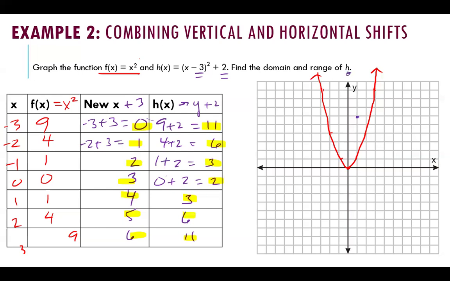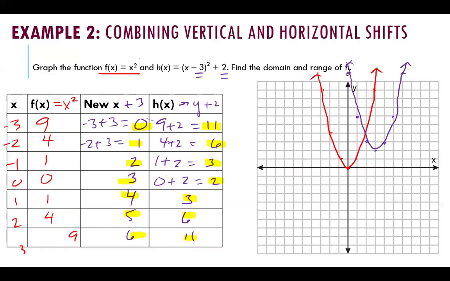We're at 2, 3. We are at 3, 2. We are at 4, 3. We're at 5, 6. And we're again off the board at 11. Connect the dots. Pretend that that is the best parabola you've ever seen. And can you see that I shifted my parent function 3 units to the right and 2 units up?